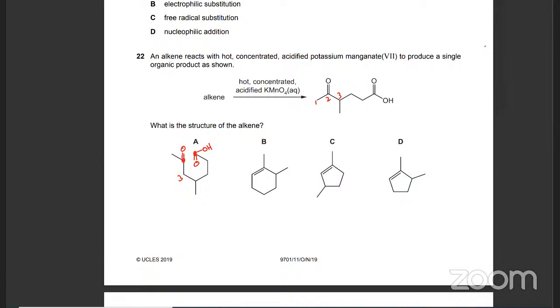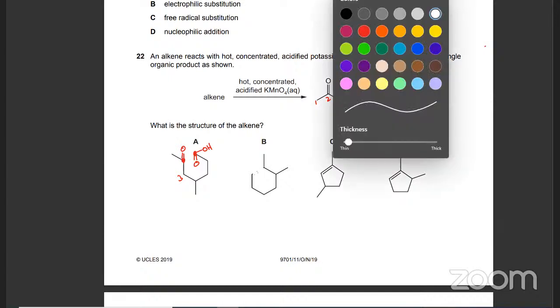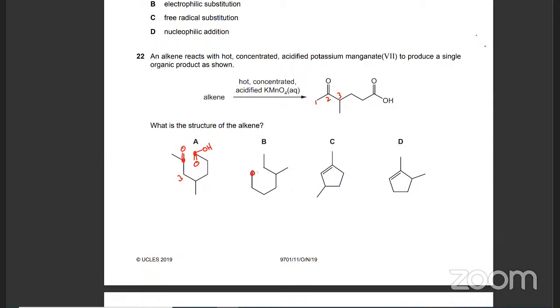Okay, what about the next one? The next one is kind of the same. Your double bond will break, and what will happen? You'll have two carbon chains, right? Carbon atoms. This one is a carboxylic acid, right? Yes. And this one is a ketone, right? Ketone. Yep. Is this and this the same?